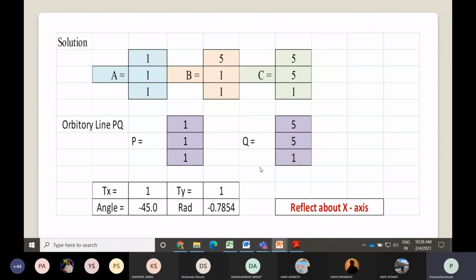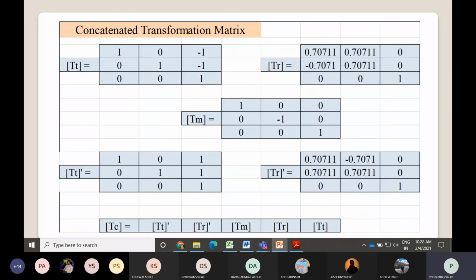So minus 45 because clockwise rotation. If you make a mistake in taking angle as 45, then answer will be wrong. Remember that anti-clockwise is positive, clockwise is negative everywhere in engineering. So from cos theta, sin theta, you can get the values.